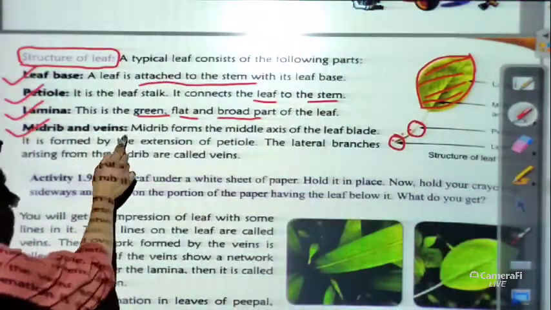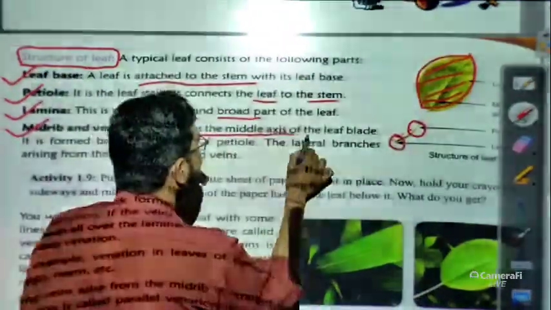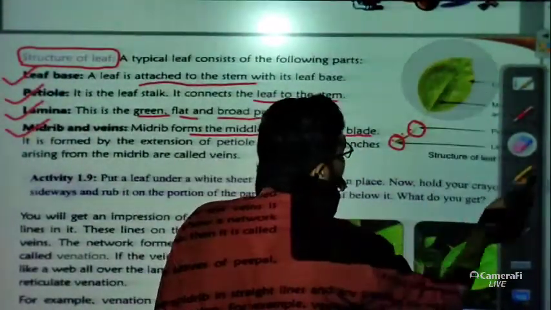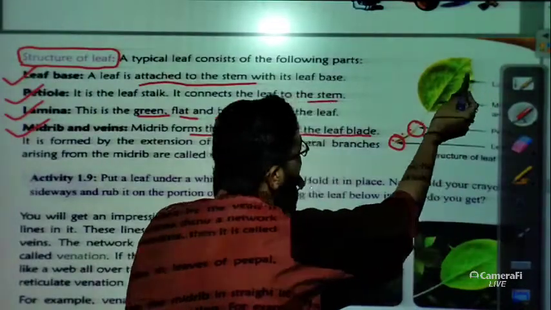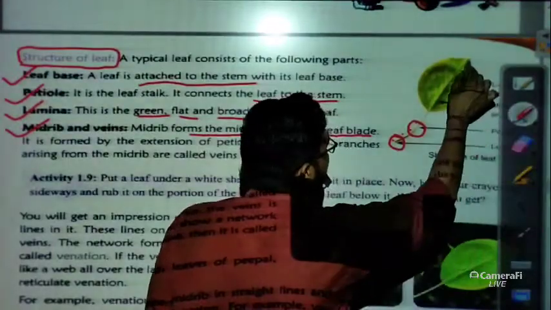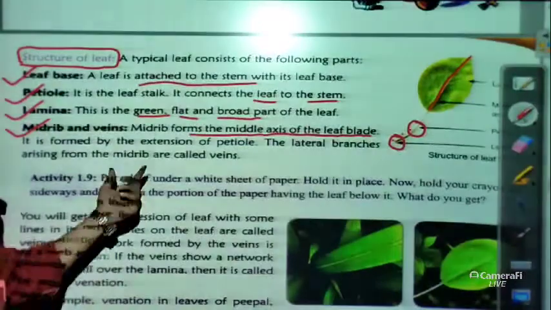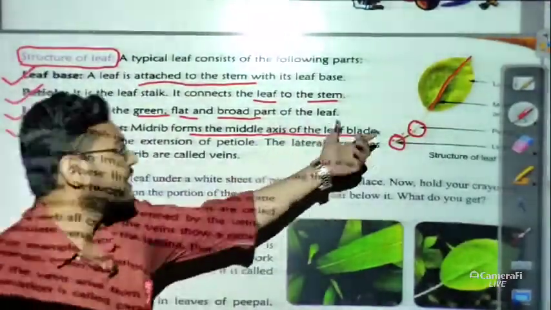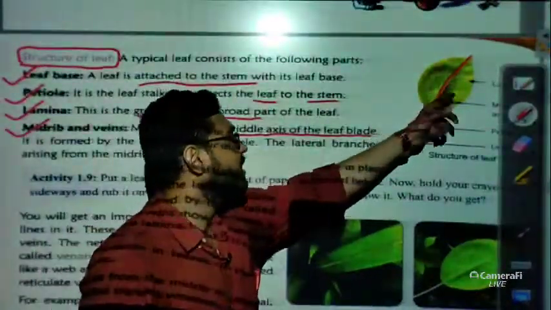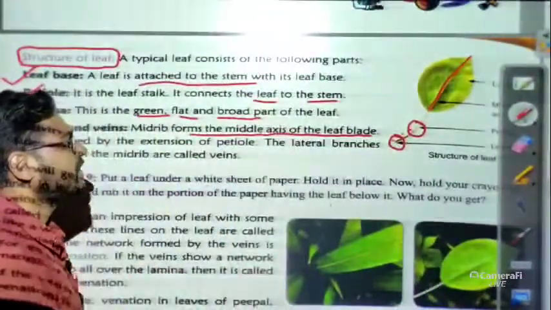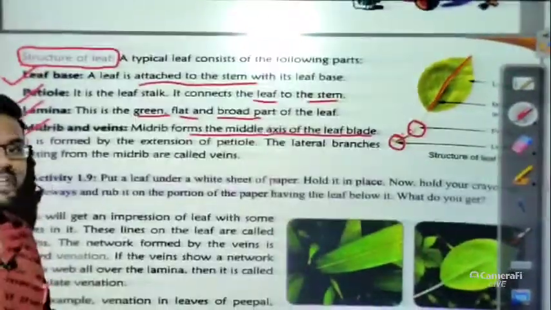And what are the midrib and veins? The midrib forms the middle axis of the leaf blade. Now let me show you what the midrib is. Here you can see a line in the middle, and this line we call the midrib. So the midrib is nothing but the middle axis of the leaf blade. If this is the lamina, I have drawn the middle axis with red color, you can see here.